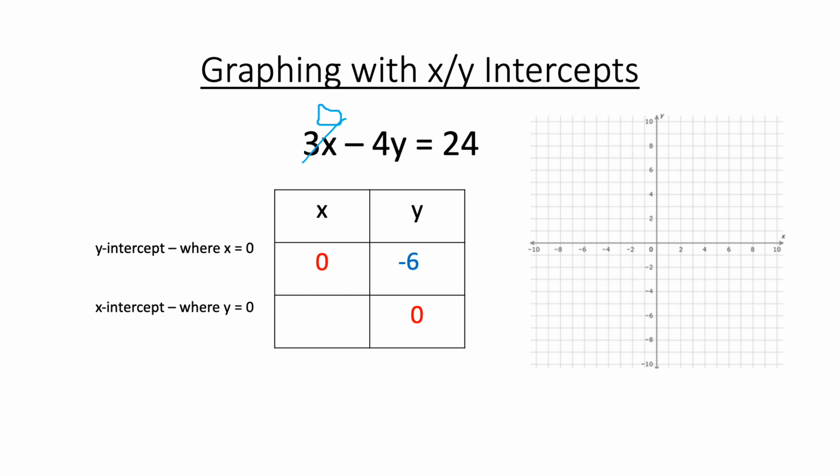Let's look now at our x-intercept. So this time we're going to substitute a 0 for y. If we do that, this value becomes 0. And we have 3x equals 24. 3 times 8 is 24. So our x-intercept is at (8, 0). If we plot these 2 points on our graph, we can draw a line through them because any 2 points create a line, and we have our relationship graphed for this equation. This equation is in standard form, ax plus by equals c.